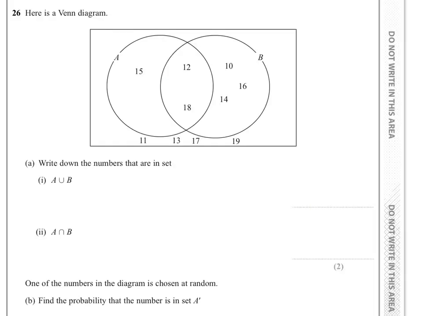Question 26. It shows a Venn diagram, and first of all it's asking you for A union B. So it's what A and B have together as a whole set. So we've got these numbers, and I'll put them in order. We've got a 10, that's in B, but if we want A and B together, then we've got the 10, we've got the 12 here, that's shared by A and B, so that's actually one of these, A intersect B.